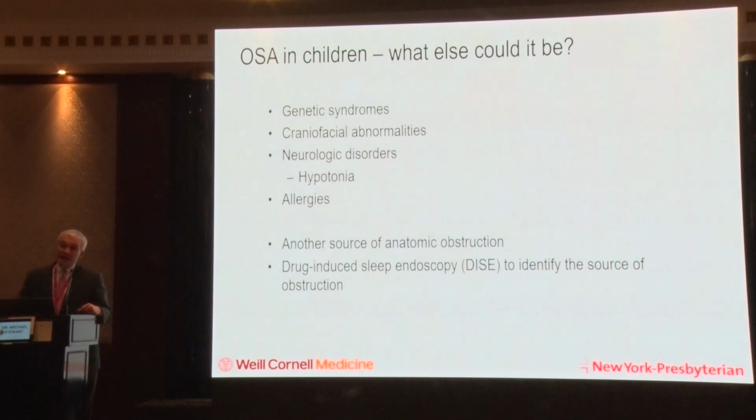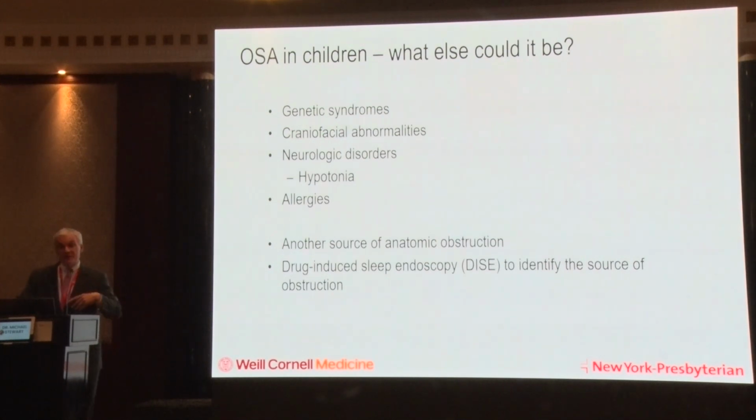We also have a relatively new procedure now called drug-induced sleep endoscopy, or DISE, that you can use to identify the source of obstruction. The ideal thing would be to put a fiber optic scope in a child or an adult when they're sleeping and see where the tissue is collapsing. The problem is when you put a scope in someone's nose, they wake up. So you can't actually scope someone when they're sleeping because they can't sleep with the scope in their nose.